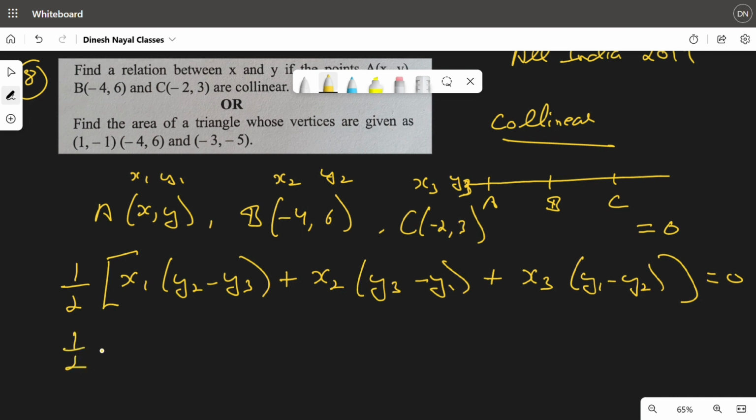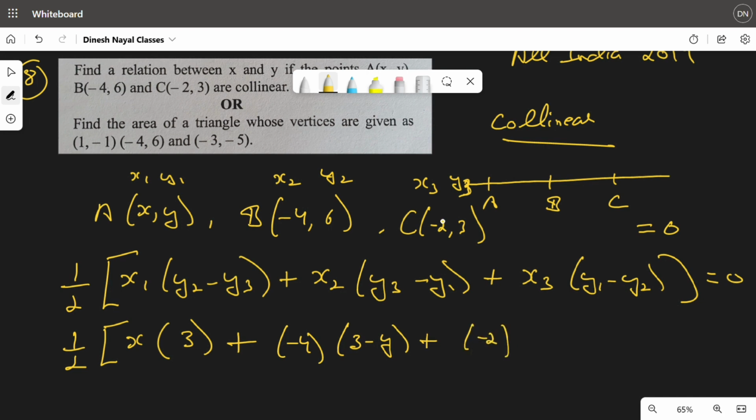Okay, now substituting all the values. Half. What is x1? x1 is actually x. y2 minus y3. So y2 is 6 minus 3. That will be 3 only. Plus x2 is minus 4. y3 minus y1. So y3 is 3 minus y1. This is actually 3 minus y, plus x3. What is x3? x3 is minus 2. You can see over here minus 2. And this is y1 minus y2. y1 is actually y, minus 6. y minus 6. Put this in the bracket equals 0.